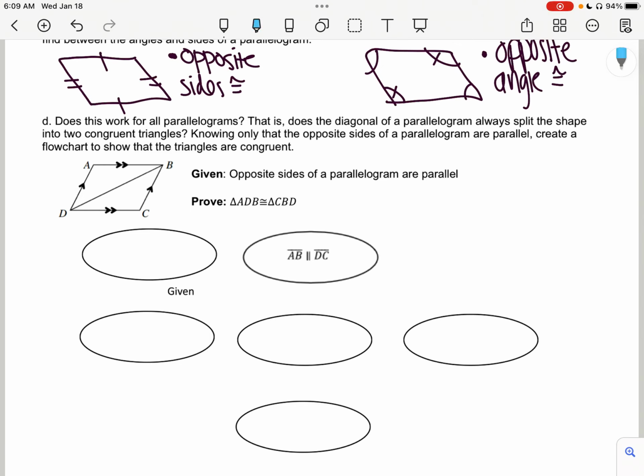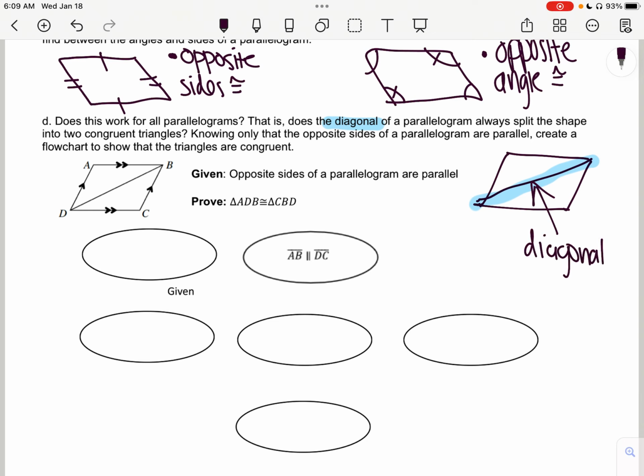So just a heads up, diagonal, here is a quick pic of what a diagonal is. It's just connecting opposite corners here, like that. So I'm going to run an arrow if you need that visual, because we're going to have lots of new words and things to remember.